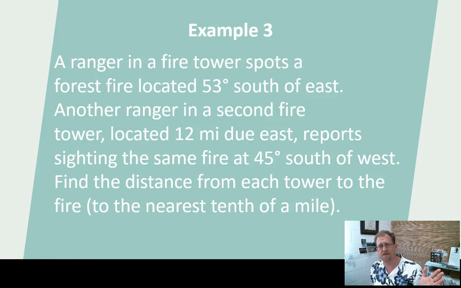A ranger in a fire tower spots a forest fire 53 degrees south of east. Another ranger in a second tower 12 miles due east of the one that's here sees the same fire 45 degrees south of west. Where is the fire? Find the distance from each tower to the fire to the nearest tenth of a mile. This is actually how fire towers work and how they do in fact find wildfires. So let's explore this.